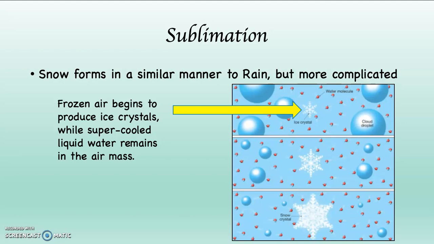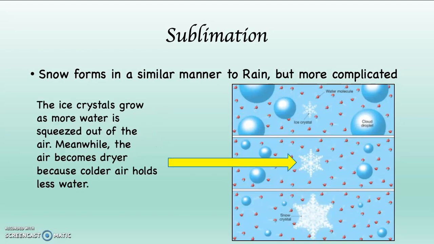Why didn't the water turn to a solid? It's a weird thing. It's called supercooled water or supercooled liquid, where the water can maintain the liquid state below freezing. In fact, very, very far below freezing. Liquid water can still remain in the liquid state under certain circumstances. That's what's going on. At the same time, watch this. When we go to the next panel down below, ice crystals grow as more water is squeezed out of the air. Meanwhile, the air becomes drier because colder air holds less water. So this is kind of complicated. But what's going on is this.